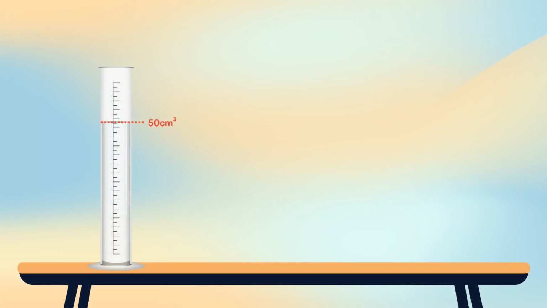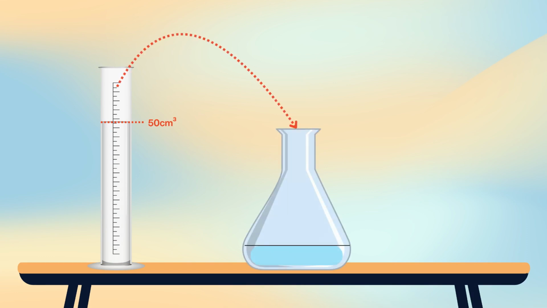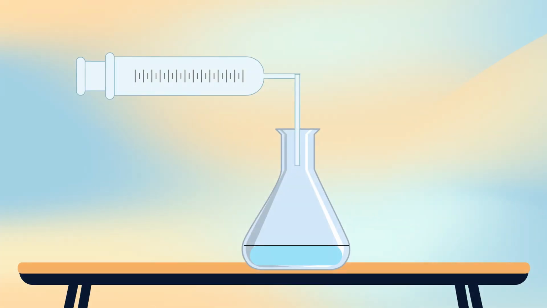To begin, take a measuring cylinder and carefully measure out 50 cubic centimeters of dilute hydrochloric acid. Pour this acid into a conical flask, which will be the container for our reaction. Next, set up your gas syringe using a stand, boss, and clamp for stability. This will ensure accurate measurements as the gas is produced.